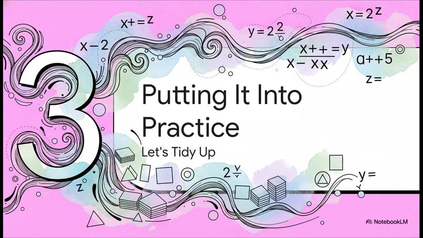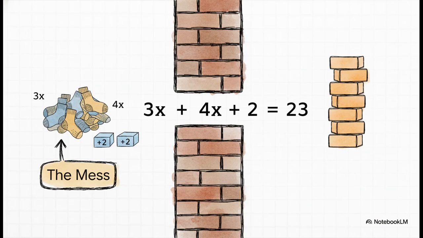All right, enough theory. You know the best way to learn this stuff is just by doing it. So let's put our three-step plan into practice and clean up a few equations together. Okay, here's our first problem. We've got 3x plus 4x plus 2 equals 23. You can see right away there's a little bit of a mess going on the left side of our wall. So let's apply the plan.